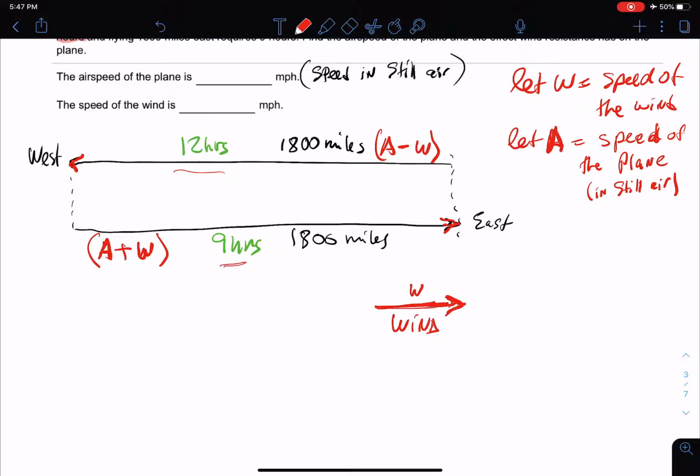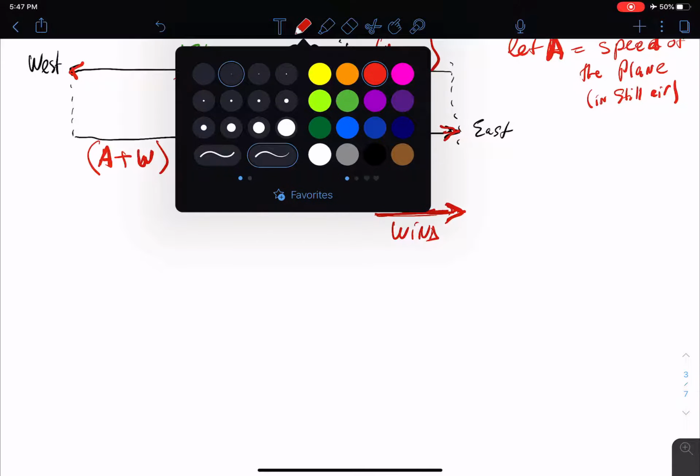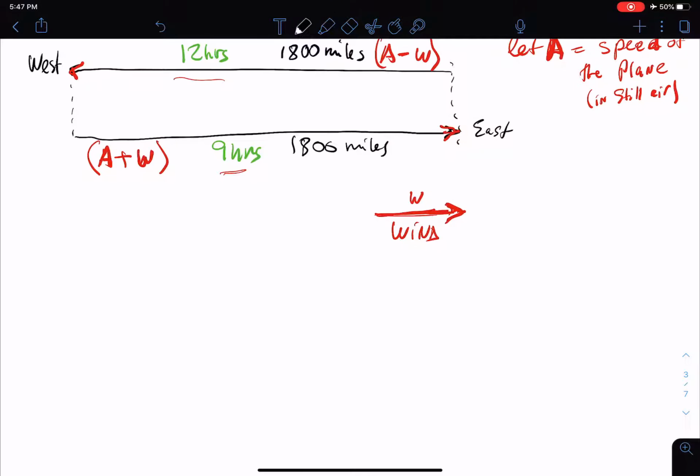Okay, and so now what I like to do, I got a picture going. That's one of the strategies for word problems. Another strategy is to make a chart to organize your data. So I'm going to do that. I'm going to make this little chart here.